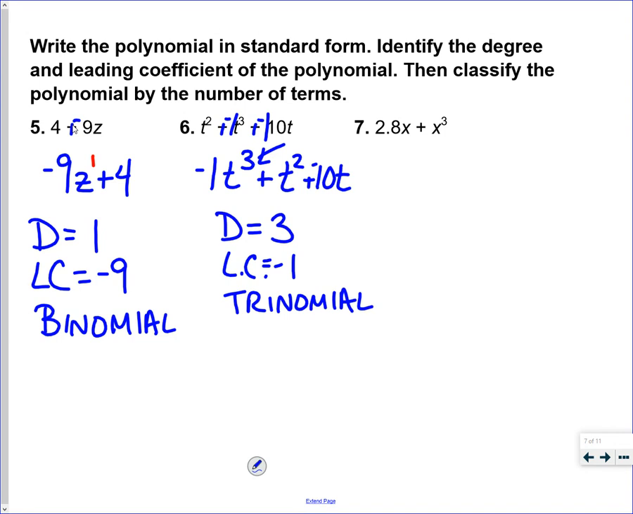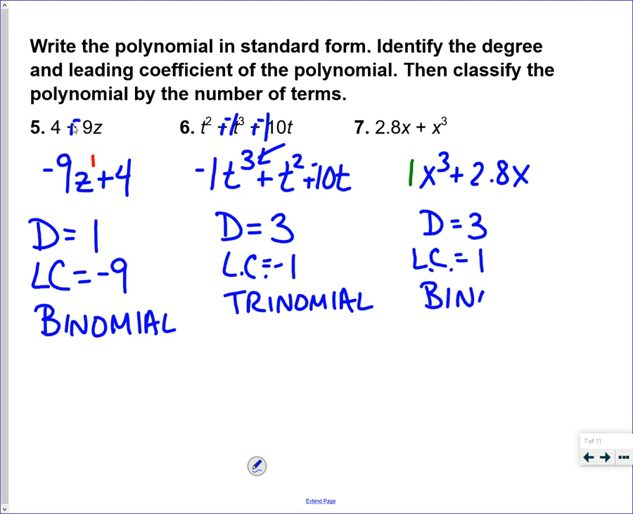And in my last problem on this slide, I would want that x cubed first. And the degree is going to be 3. The leading coefficient that I don't see is actually a 1. And this has 2 terms. So again, it's going to be a binomial.